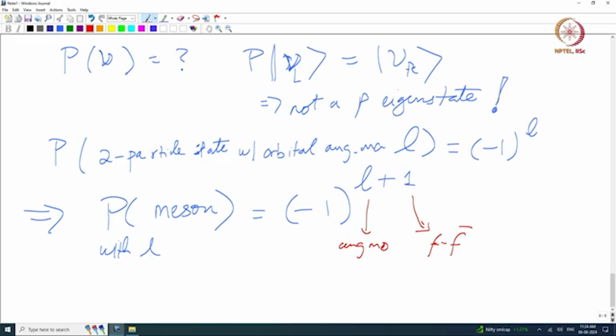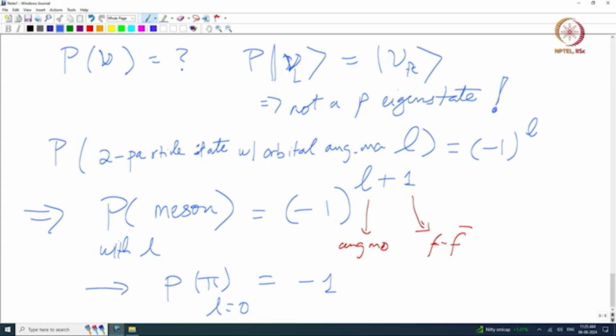Okay, so this is how we were able to assign for the pion, which was known to have 0 angular momentum, a parity of minus 1. So this is what lies behind the theta-tau puzzle.